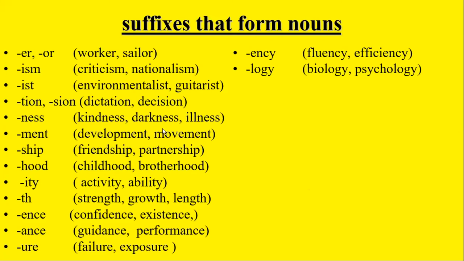Child, childhood. Brother, brotherhood. Then ity: act, active, activity. ity forms a noun. Able, ability. Strong, strength. Grow, growth. Long, length. Then ence: confide, confidence. Exist, existence.